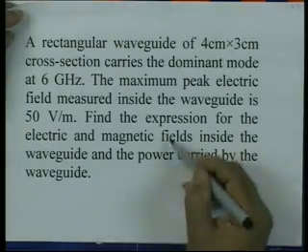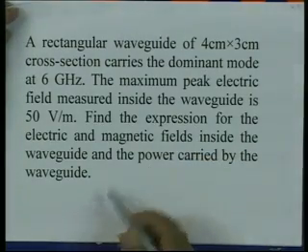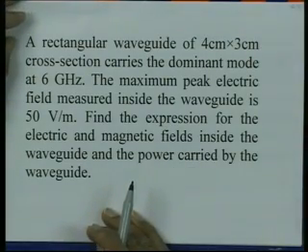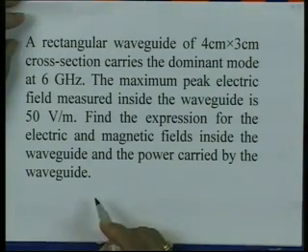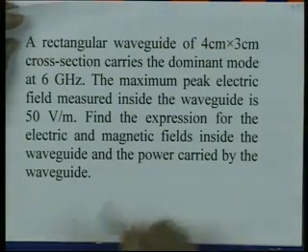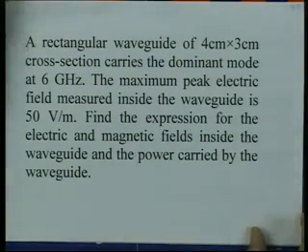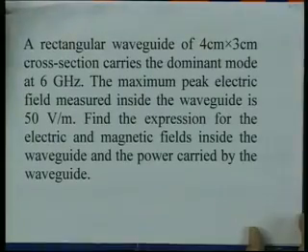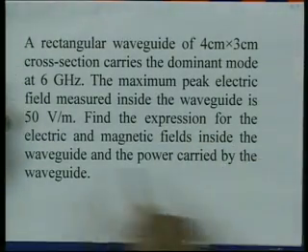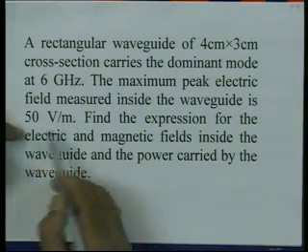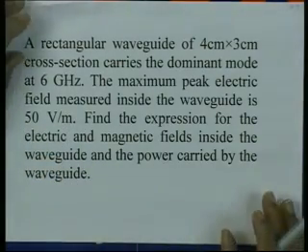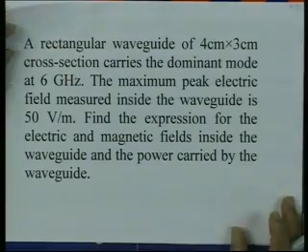So, first we have to find out the field expressions. Once we know the field expressions, then we can find out the Poynting vector. Once we get the Poynting vector, we can integrate it over the cross section of the waveguide, and then we can get the total power carried by the waveguide. So, the problem essentially is first to find out the fields given the condition that the maximum electric field is 50 volts per meter, and then find out the Poynting vector and then the power carried by the mode.